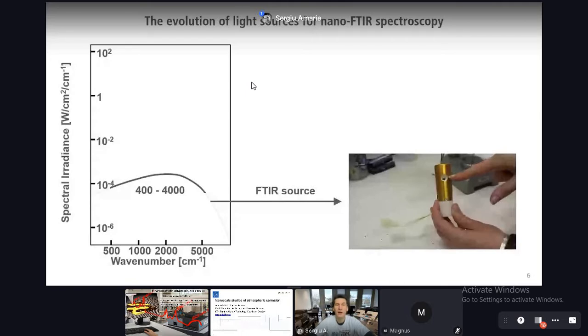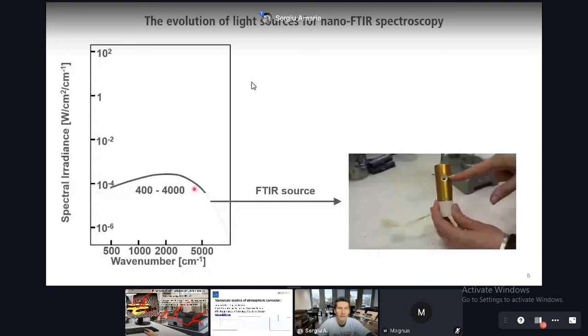What I mean is how much light can we really focus into a very small spot and be used for microscopy studies. This is the reason why the graph on the left is normalized to spectral irradiance. This graph plots how much light can we focus on each square centimeter at each wave number. And for the FTIR thermal source, these values range around 10 to the minus 4.